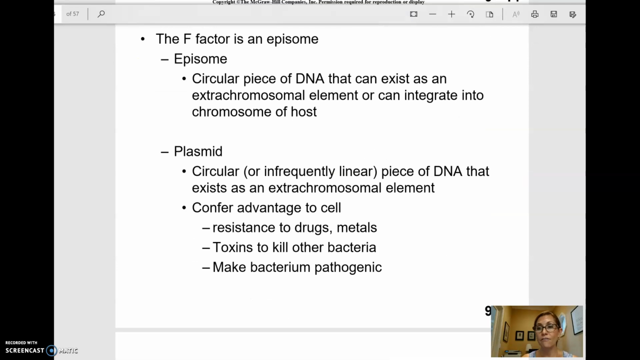Now, where is F factor living? It turns out in a bacterial cell, so let's look at our bacterial cell again. Remember, the bacterial cell has a huge bacterial chromosome that snakes around.